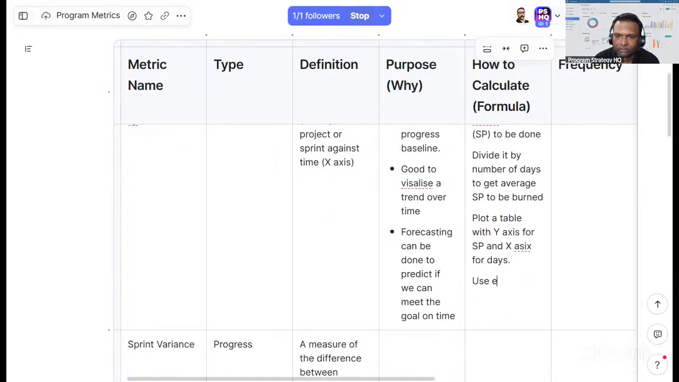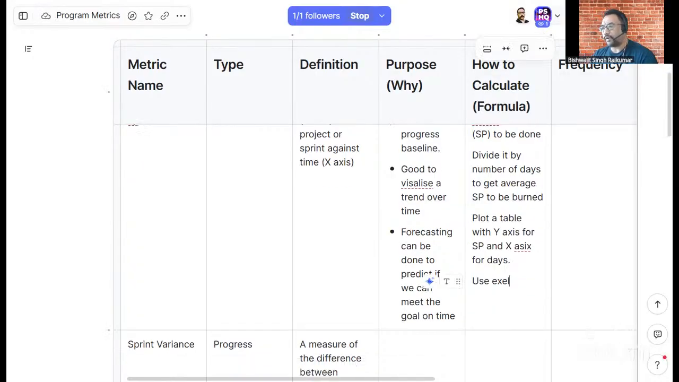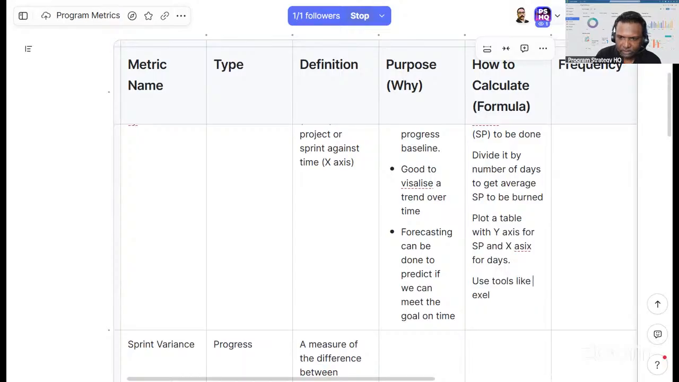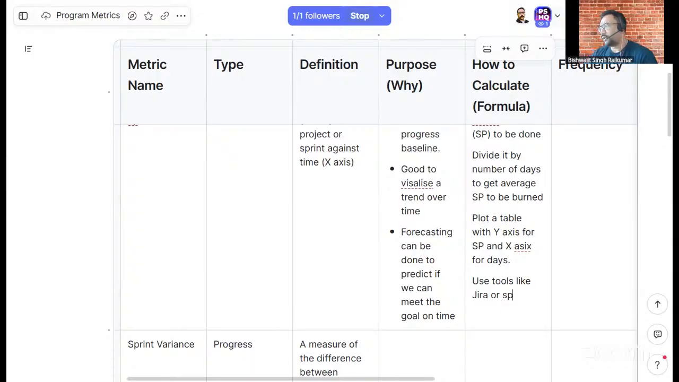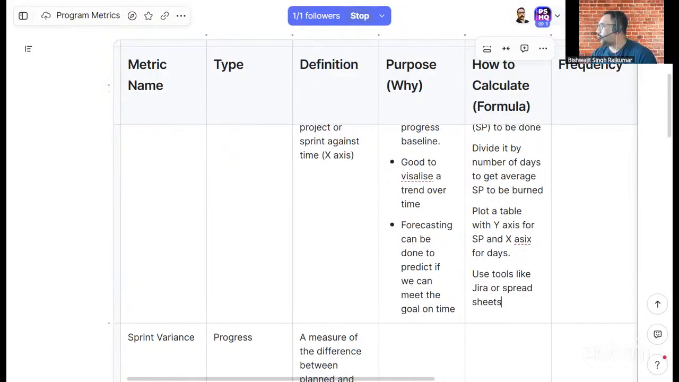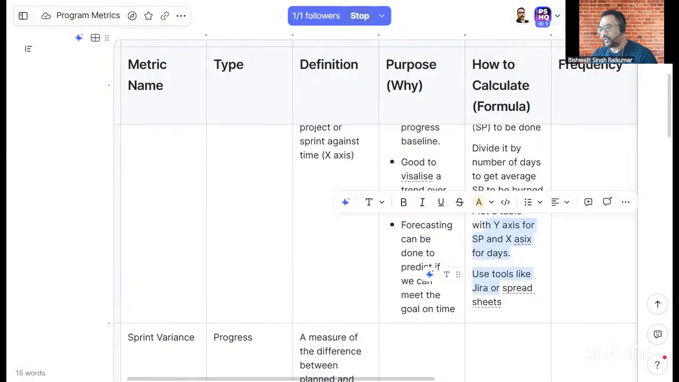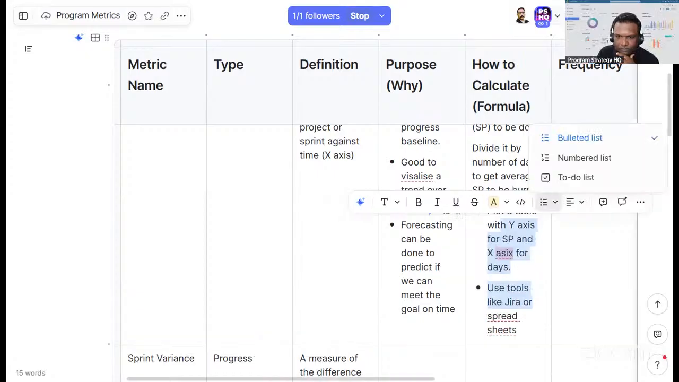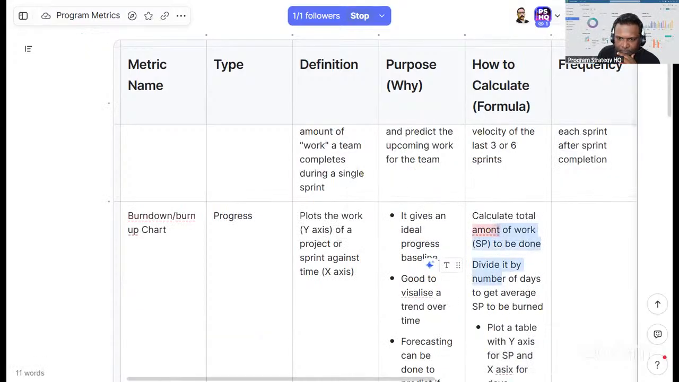Basically use Excel for this. You can do Excel, and even if they're using Jira, the charts are already defined. Use tools like Jira or a spreadsheet. It's very user friendly, easy to use. It shows a lot of graphics to understand. Okay, so this we are clear.